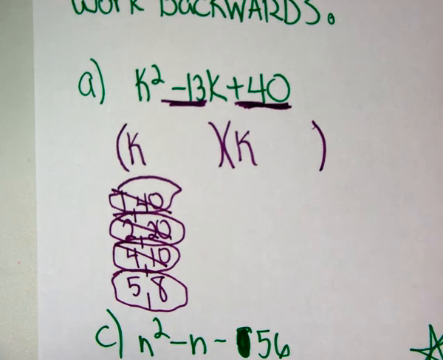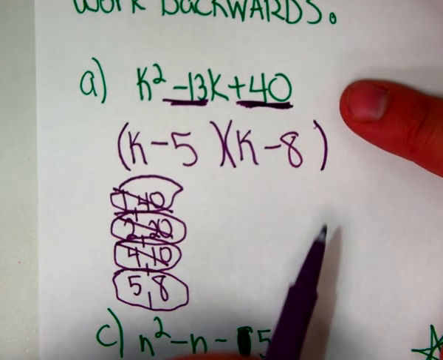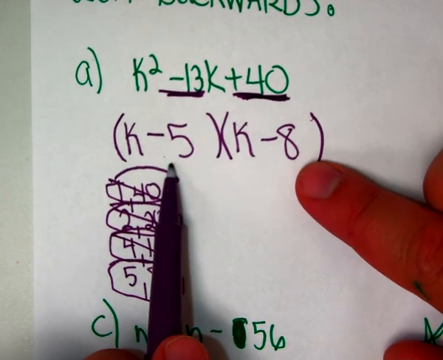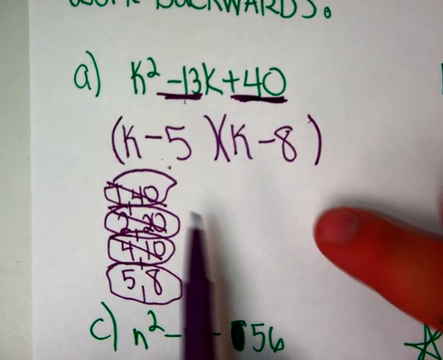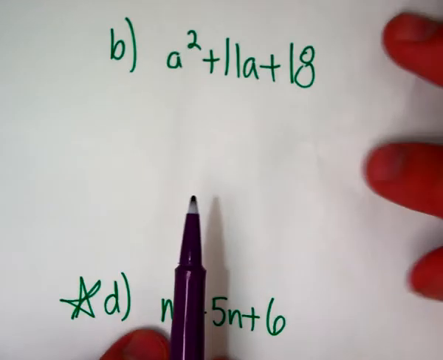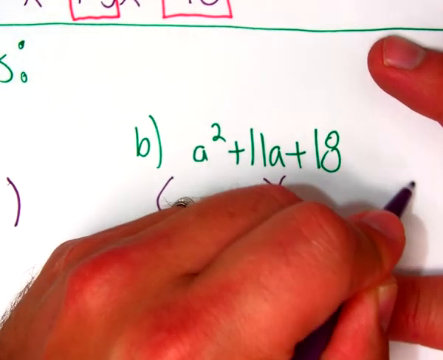But what if I went the other direction? What if I went negative 5 and negative 8? Well, these two multiplied together would equal 40, and if I add them together, it equals negative 13. There you go. It's factored. You are done. Do the same thing for each one of these. The process is the same. Hopefully you get really quick at recognizing the factors.